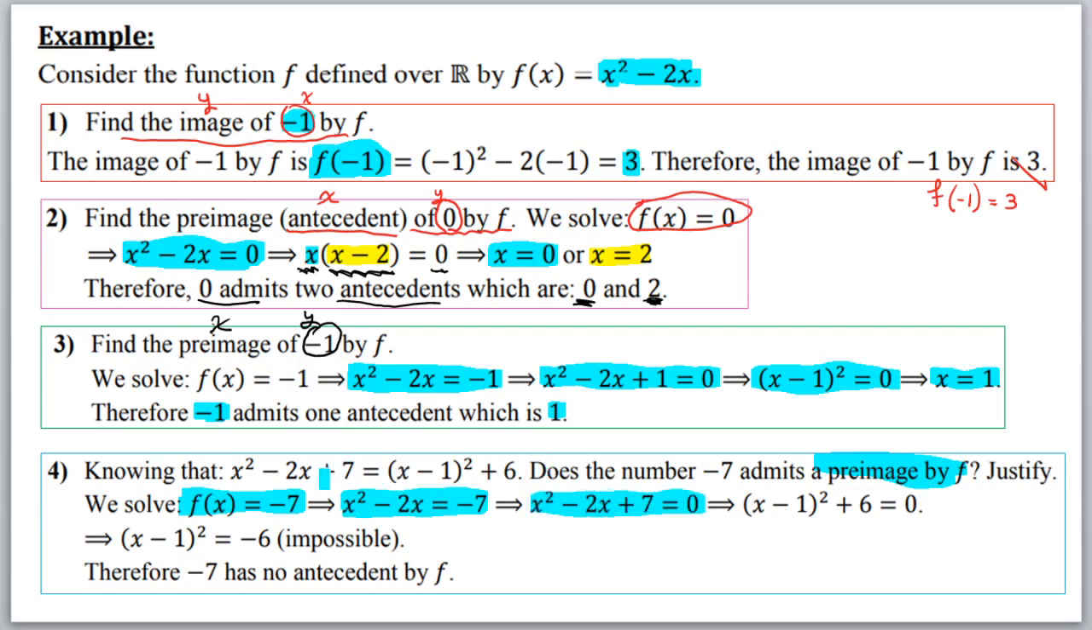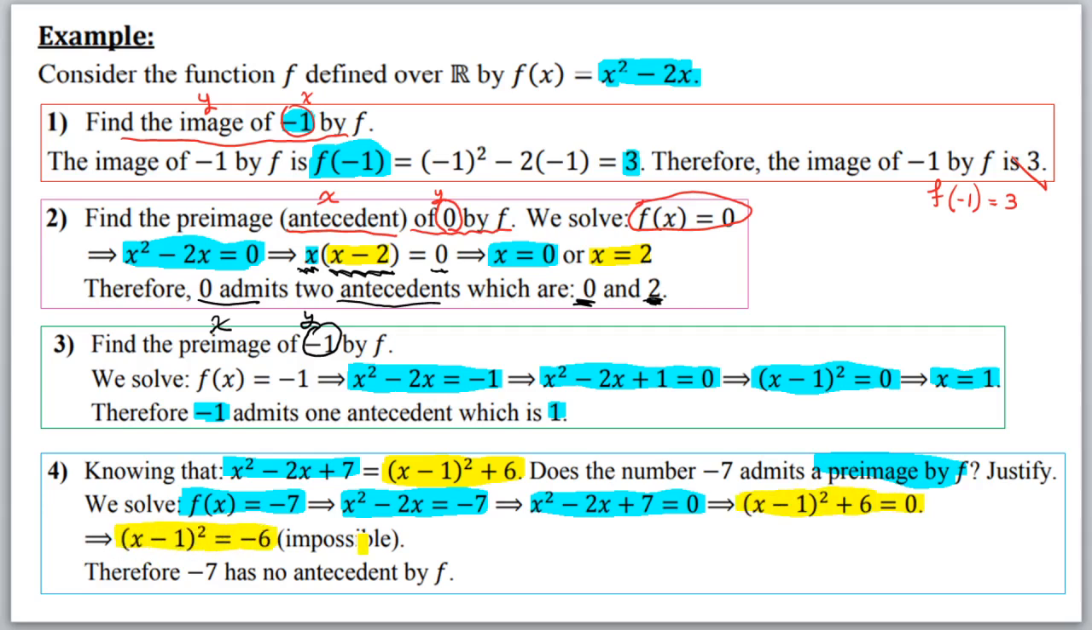Now, what did he give me at the beginning? He gave me that this is equal to this. Okay, this one is the same as here. This one is equal to this. So it means that x minus 1 squared plus 6 equal to 0, which means x minus 1 squared equal minus 6.